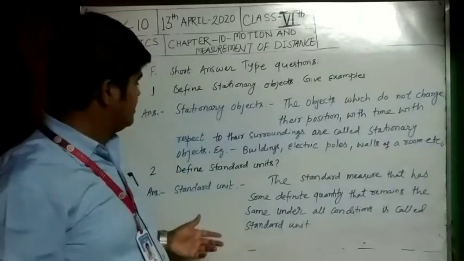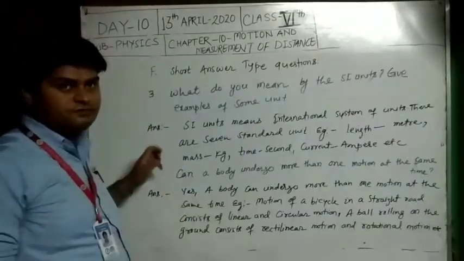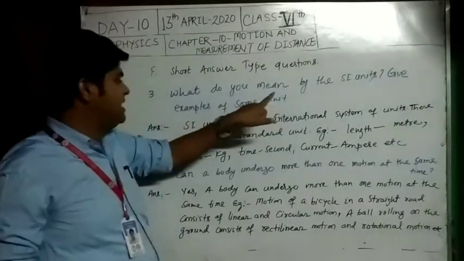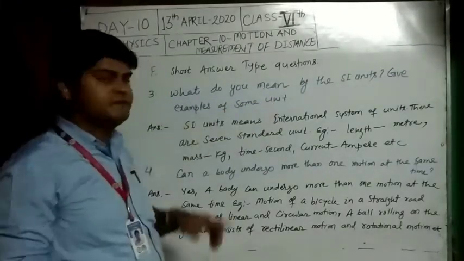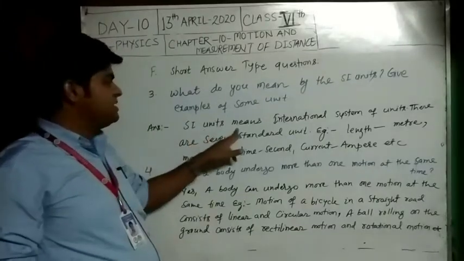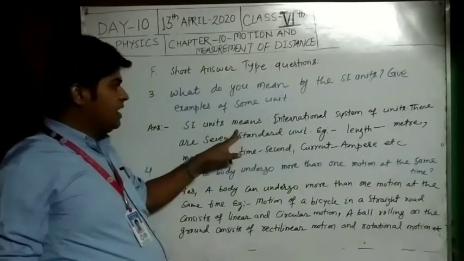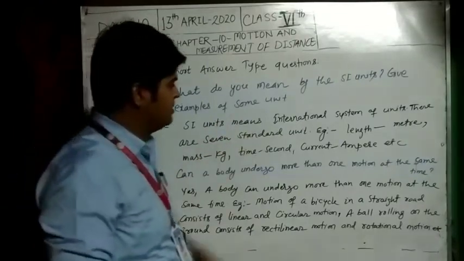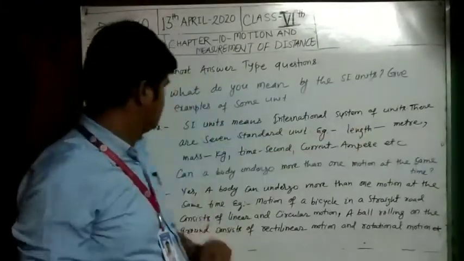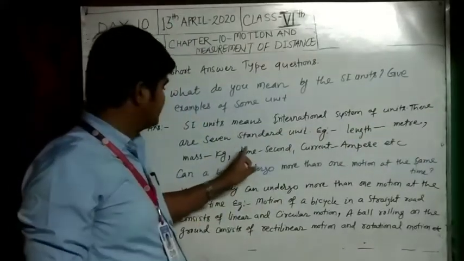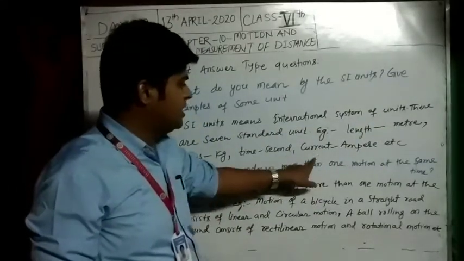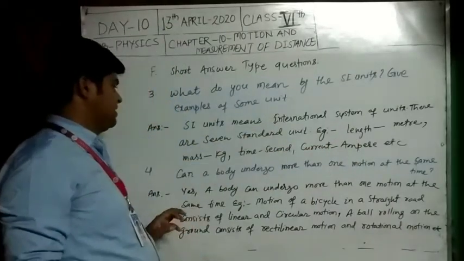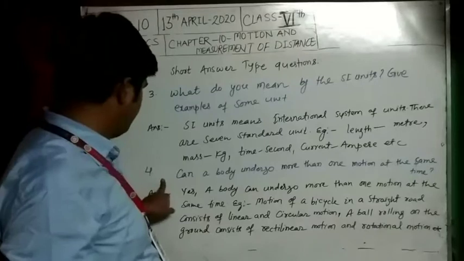Now let us see question number 3. What do you mean by SI units? Give examples of some units. SI units means International System of Units. And how many units? There are 7 standard units. For example, length meter, mass kg, time second, current ampere, etc. These are the examples of standard units, SI units. Now question number 4.